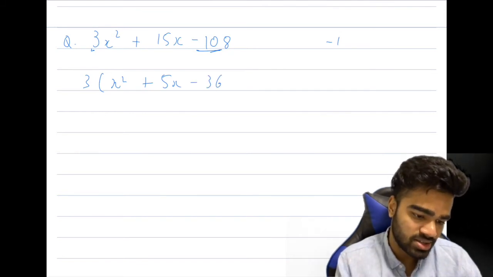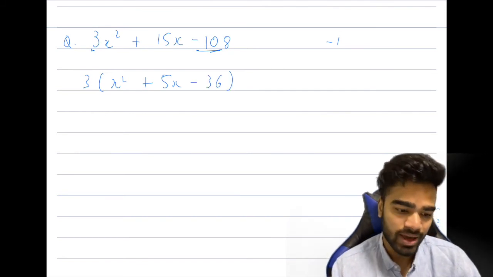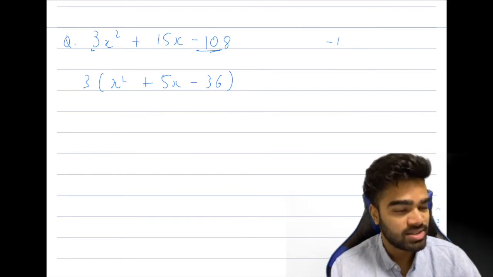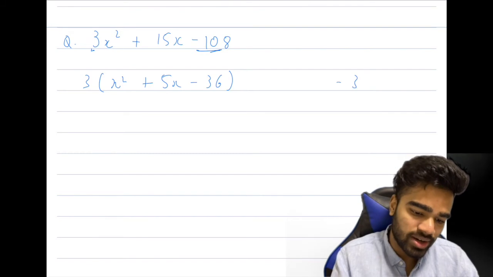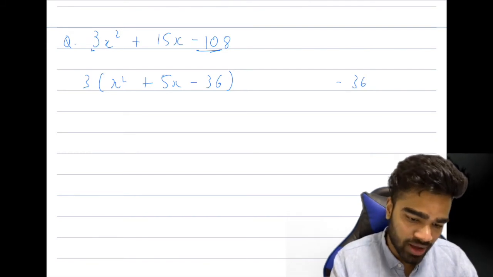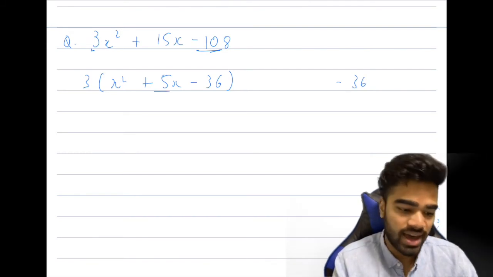It's 36. So minus 36. Okay? Hang on, is that right? 36. Yeah, that's right. Okay. So now you start factorizing the same as always. So you write negative 36 on the outside. Factors of negative 36 that add to 5.